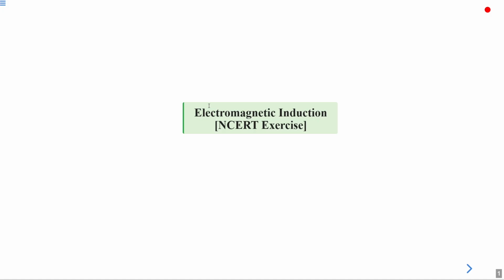So our today's topic is electromagnetic induction NCERT exercise.